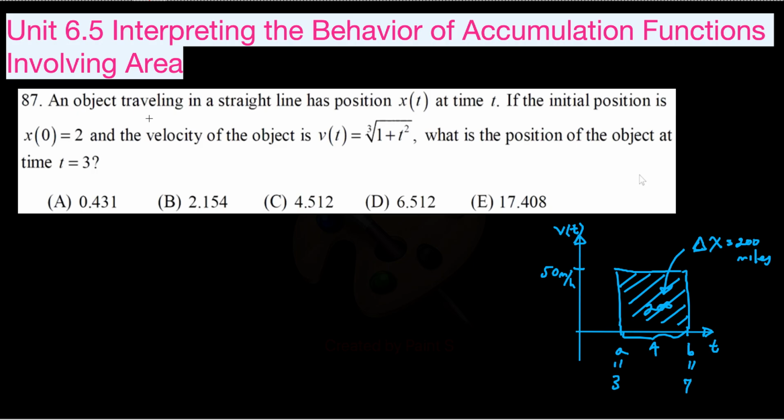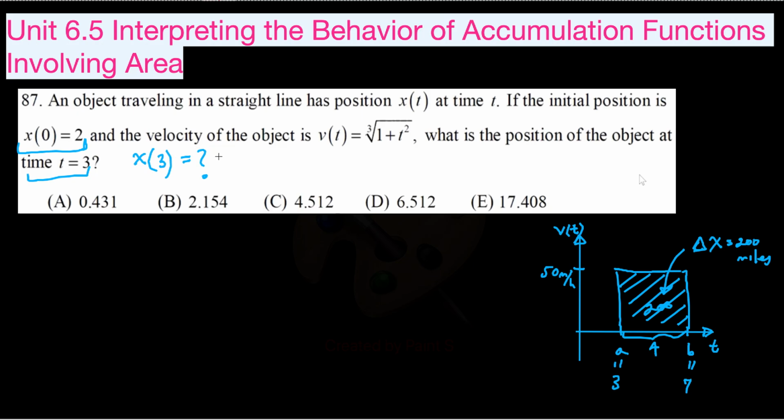If the initial position is given, x sub 0 equals 2, and the velocity of the object is given by this function, what is the position of the object at time 3? So what are they looking for? They're looking for x of 3. That's a good way to start this problem: write what it is that they're looking for.